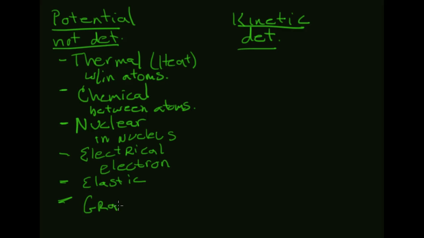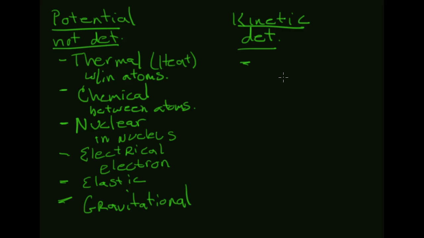And then we have gravitational energy, which is a potential energy that two objects that have mass are attracting each other. So if two things have mass, they're attracting each other. The potential for that attraction is what we call gravitational energy.